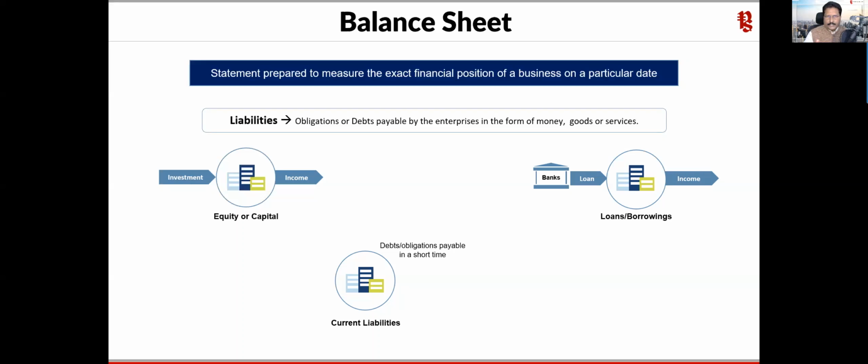Whichever liability needs to be cleared off within a shorter period, which is generally within a 12 months period, gets classified under this current liability. So what are the different kinds of current liabilities that can be classified under here? And also let us try and understand what could be the other kinds of liabilities which are current in nature, which need to be cleared off within a shorter period of time, right?